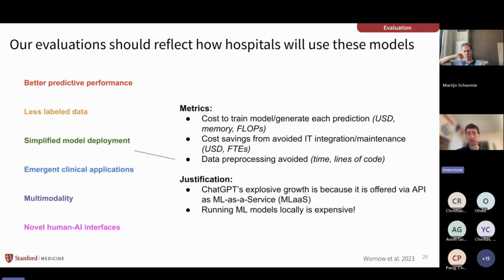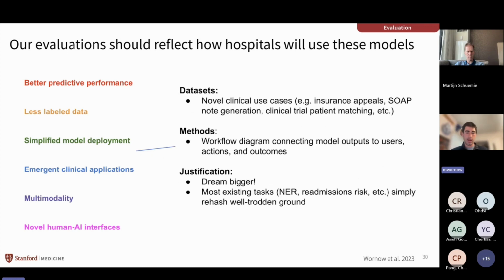Simplified model deployment. So again, I think the ways to measure this are pretty straightforward. It's the cost to train the model, the cost to generate predictions. In the healthcare setting especially, I think these other two bullets are relevant that might not necessarily be true for other use cases, which is avoiding IT integration and maintenance. That's a huge one. And avoiding data pre-processing, right? That's always a pain in the healthcare setting. And so thinking more about simplifying model deployment from that perspective, in addition to just the cost to train the model, is important.